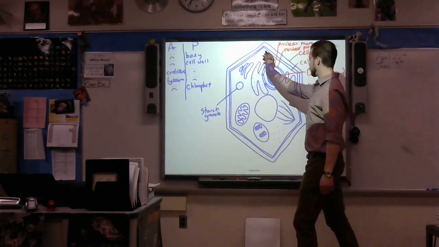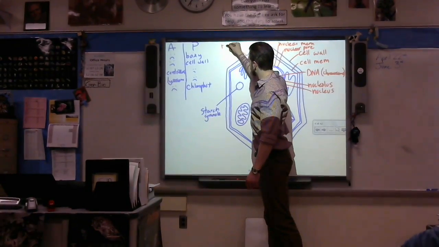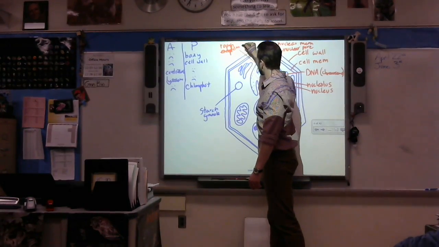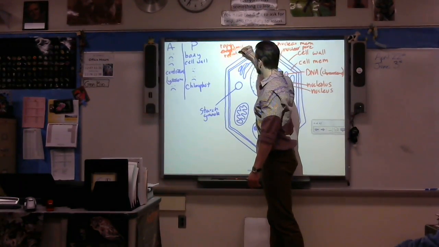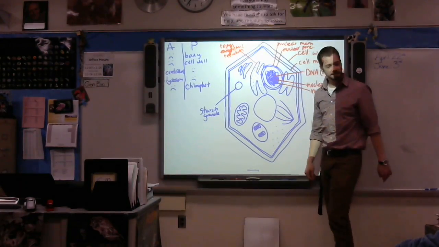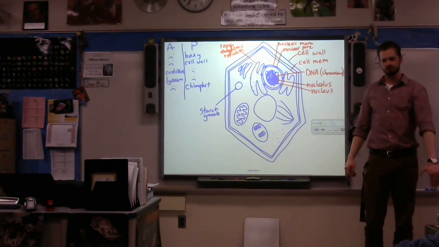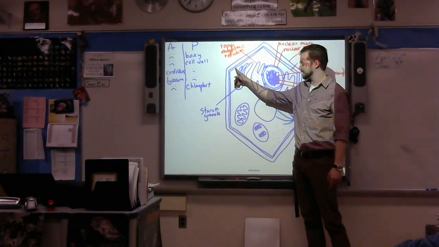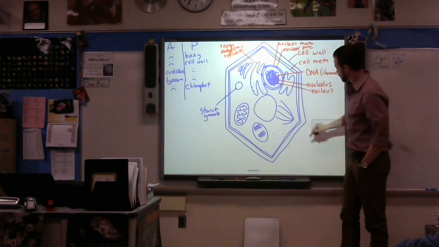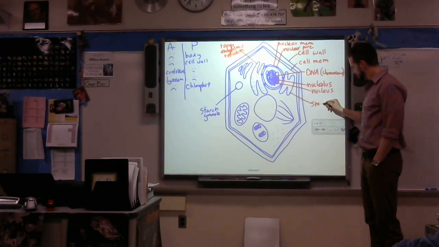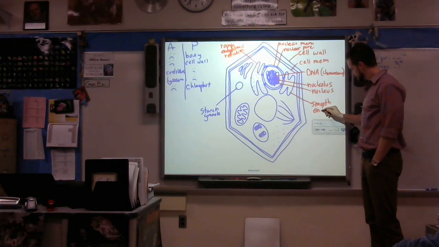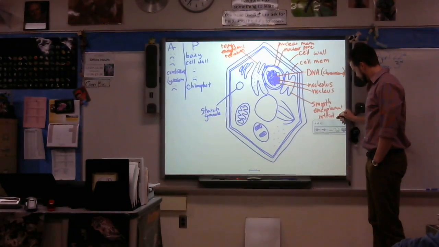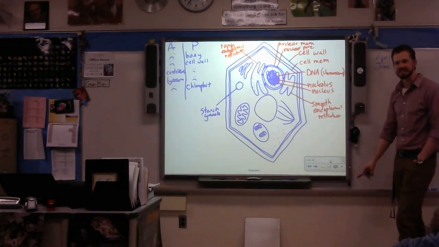All right, let's keep going here. This is the rough endoplasmic reticulum. It makes proteins that are destined for exocytosis. Exocytosis in a vesicle that goes to the Golgi apparatus and then leaves the cell. The smooth endoplasmic reticulum generally contains enzymes for detoxification.